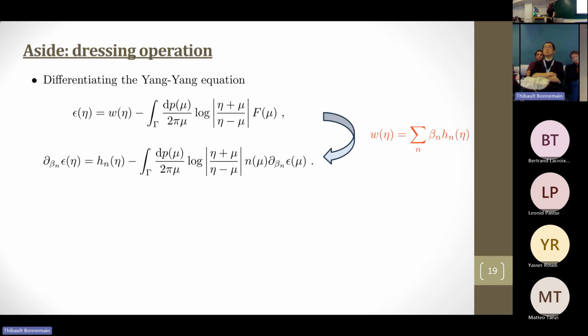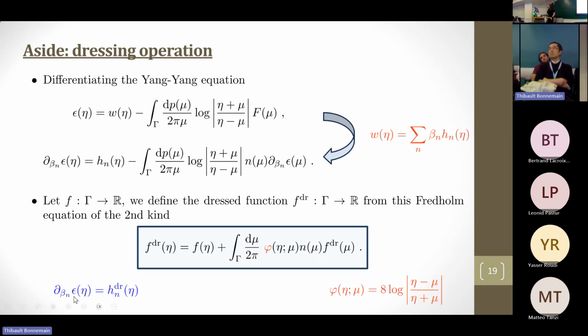So to do so, I'll take a closer look now at the Yang-Yang equation, which I can differentiate. And here, note that this W is the sum of the beta H. So differentiating with respect to beta amounts to selecting a particular charge H. And this brings me to define this dressing operation so that the beta n derivative of epsilon is just H dressed. Okay? And here the dressed function solves a Fredholm equation of the second kind.